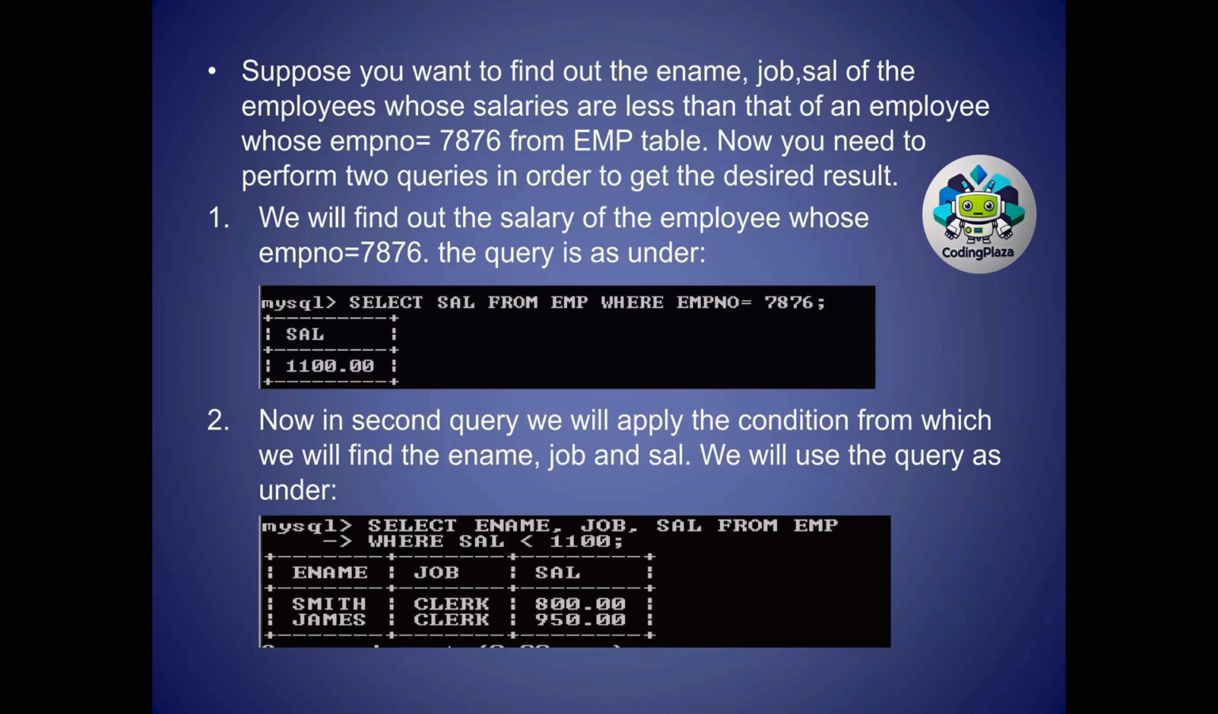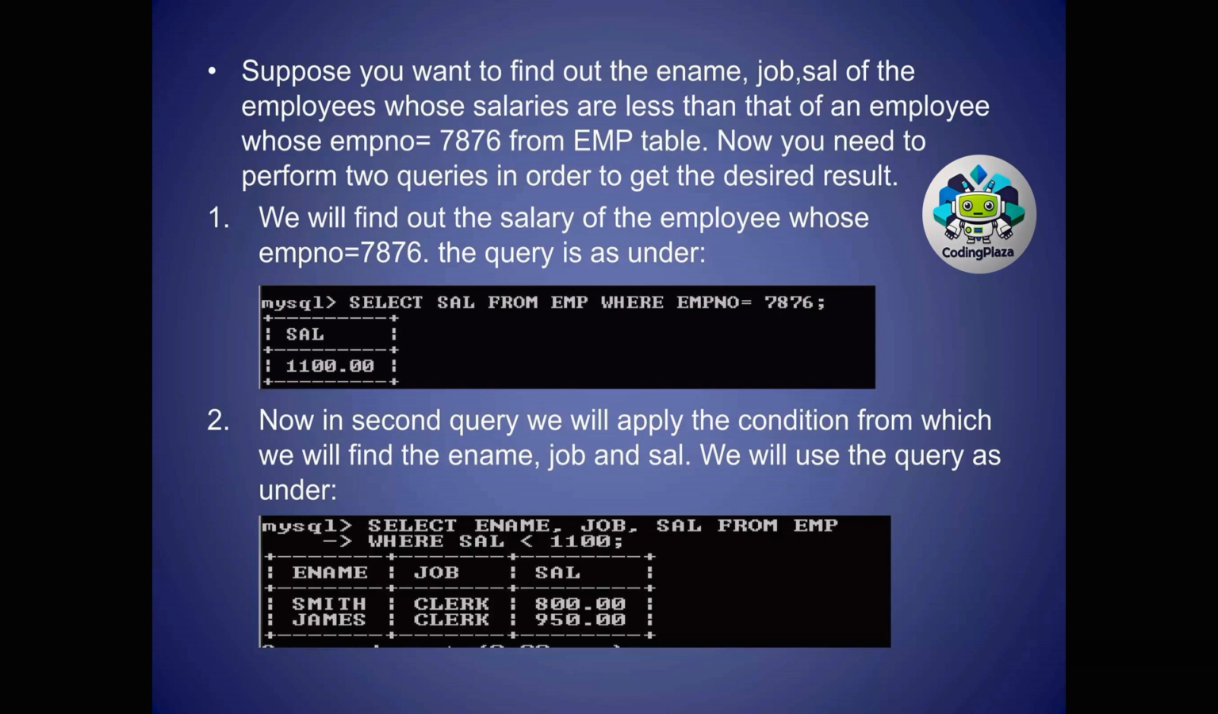Now you need to perform two queries in order to get the desired result. First, we find the salary of the employee whose employee number is 7876. The query is: select salary from employee where employee number equals 7876. So you get the salary. But the question is, whose salaries are less than that of employee 7876. In the second point we have written a query with salary less than 1100. But we should not hardcode 1100.